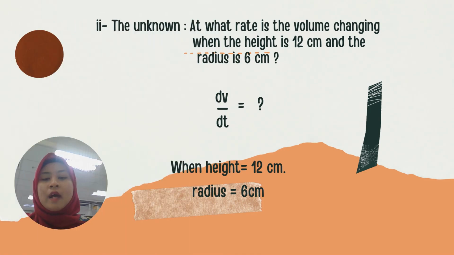Okay, next, the second one that we have to identify is the unknown. At what rate is the volume changing when the height is 12 cm and the radius is 6 cm? So we write it as dV over dt equals, we don't know, so we just put a question mark. And when height equals 12 cm, radius equals 6 cm.